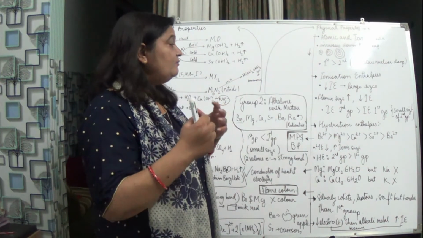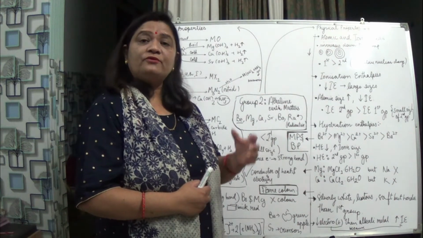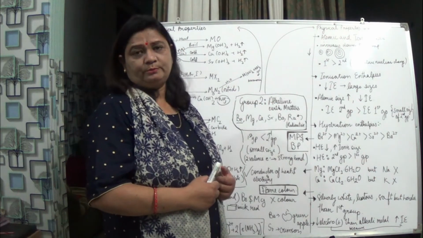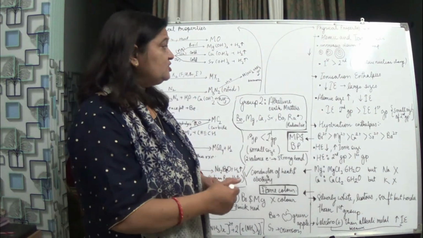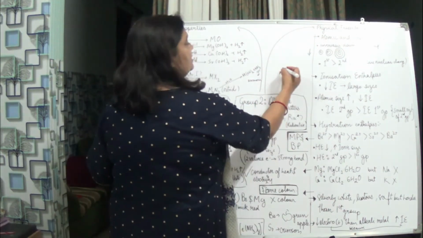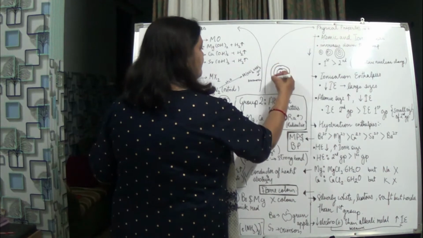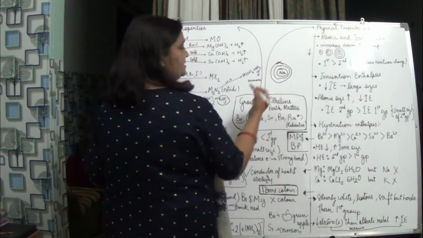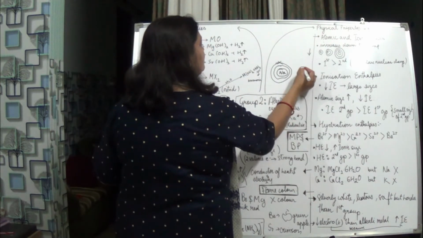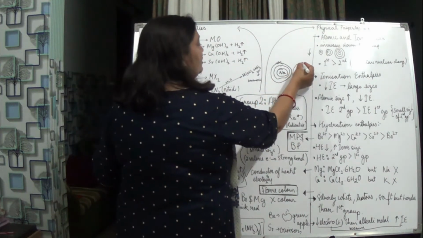So what happens? Here we are seeing the ionization enthalpy of this second group elements is more than the first group. Okay, here you can also see that in the same shell, when we talk about sodium, in this only one electron is present, isn't it? But when we talk about magnesium, you will see 2 electrons. Naturally, here effective nuclear charge is more.